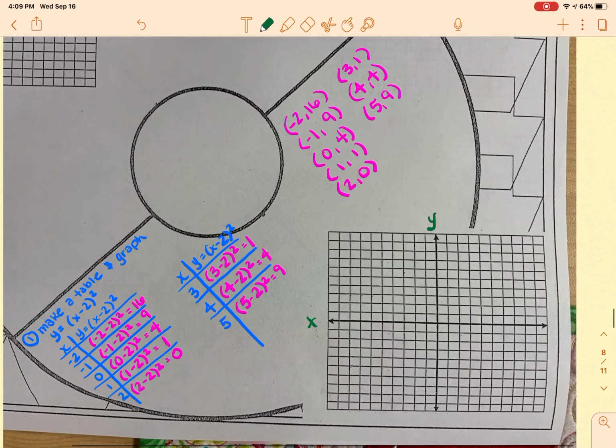So negative 1, 9, 0, 4, 1, 1, 2, 0, 3, 1, 4, 4, and 5, 9.